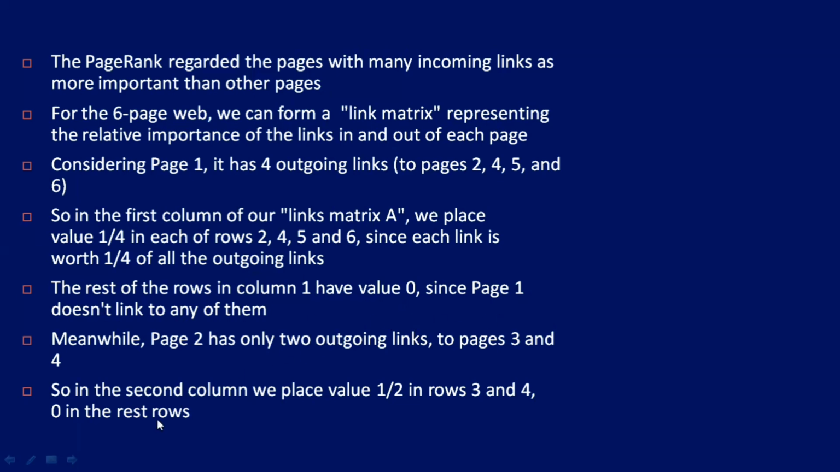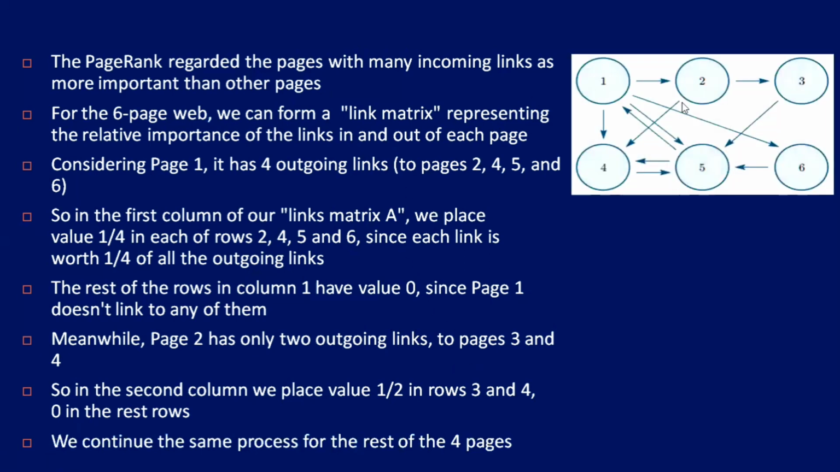So in the second column, we place the value 1/2 in rows 3 and 4. Page 3 is for row 3 and page 4 is for row 4. Why do we write 1/2? Because 1/2 means our total outgoing links are 2. So for which page? For page 3.